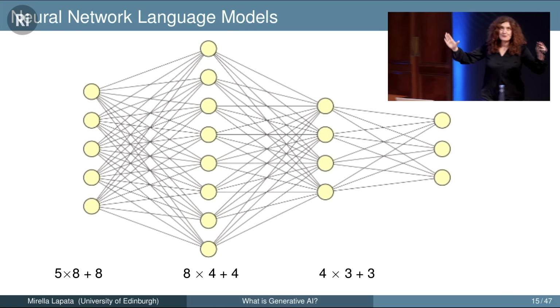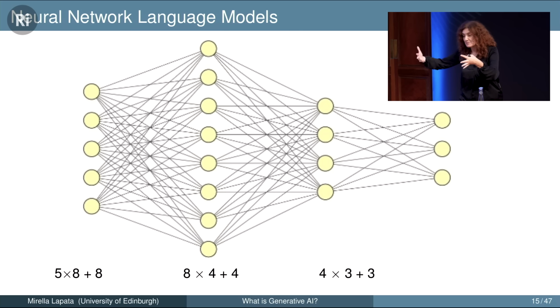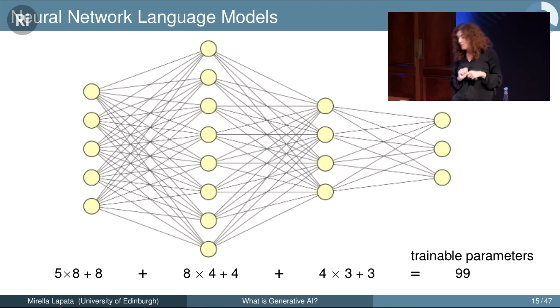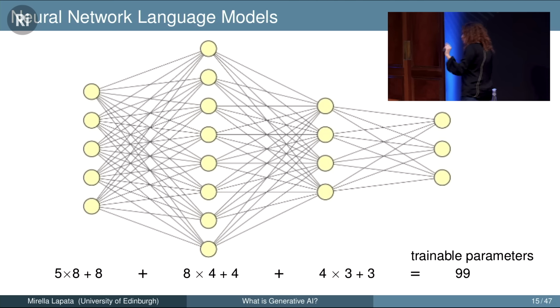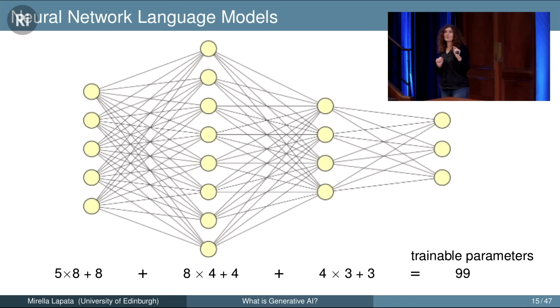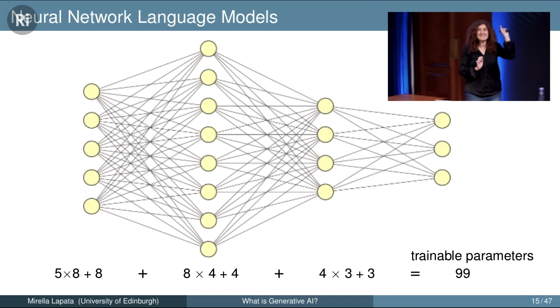So for the purposes of this talk, I'm not going to go into the details. All I want you to see is that there is a way of working out the parameters, which is basically the number of input units times the units my input is going to. And for this fully connected network, if we add up everything, we come up with 99 trainable parameters. 99. This is a small network for all purposes, right? But I want you to remember this. This small network is 99 parameters.